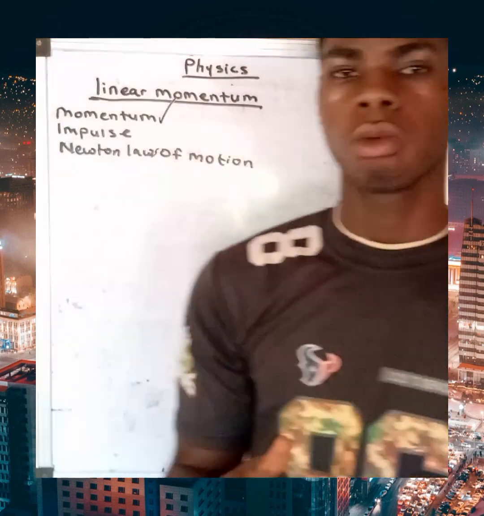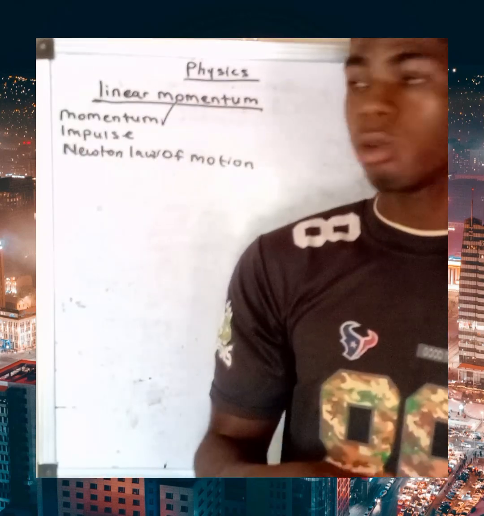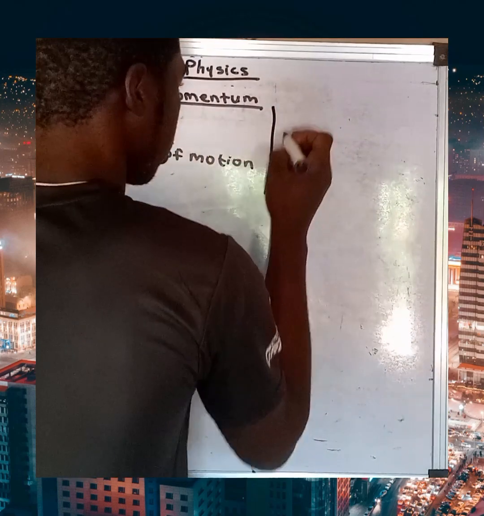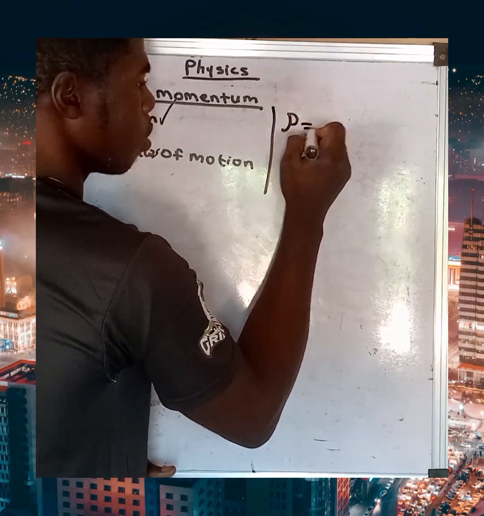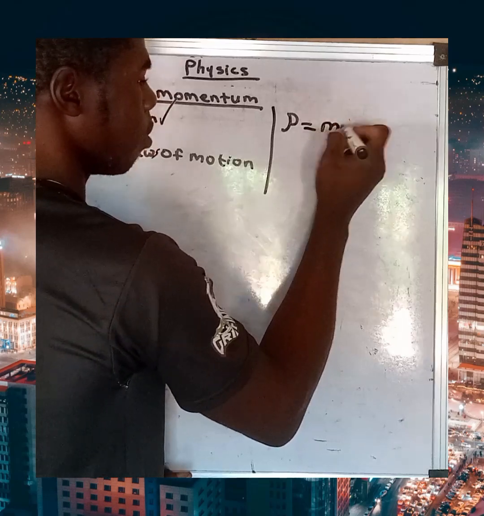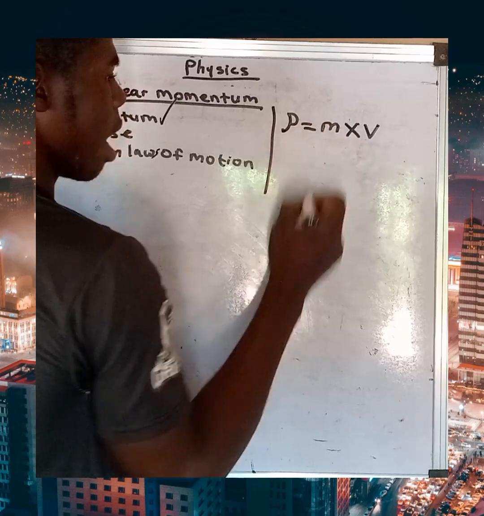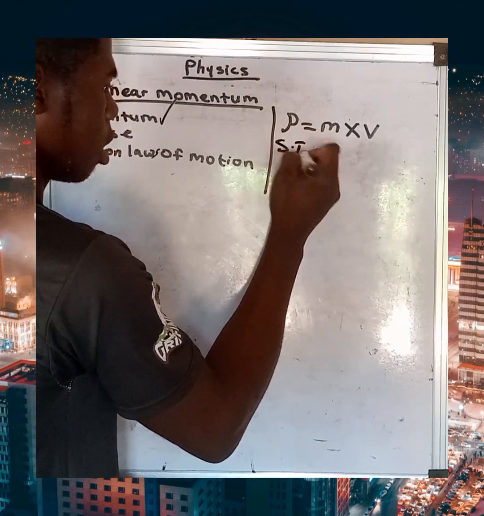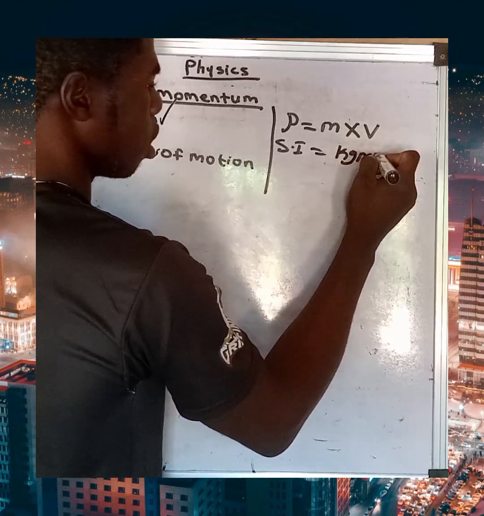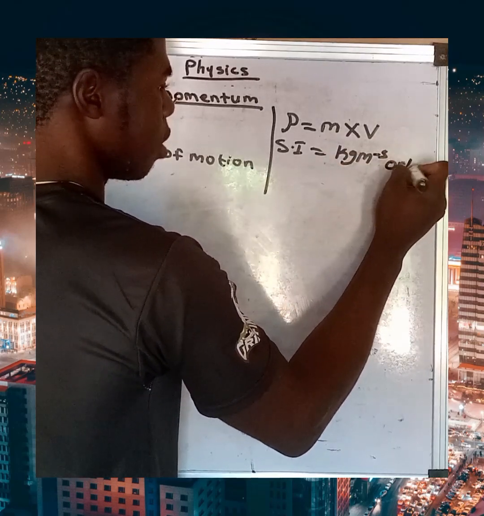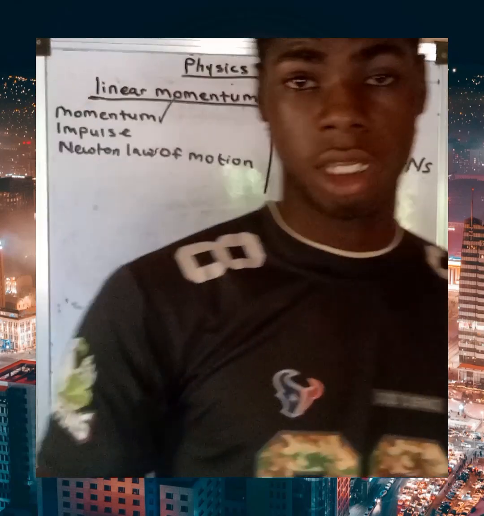When we talk about momentum, momentum is the product of mass and velocity. It's always the product of mass and velocity. The abbreviation for momentum is given as this. Momentum equals the product of the mass of a body times its velocity. The SI unit of momentum is kilogram meter per second or Newton seconds. So this is the SI unit of momentum.